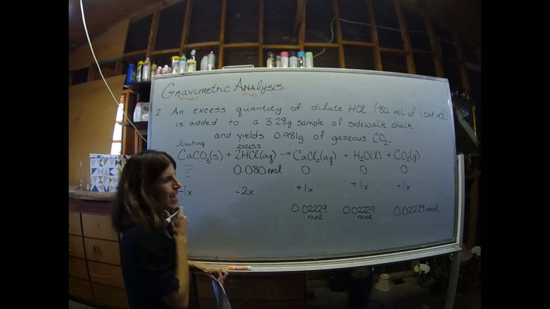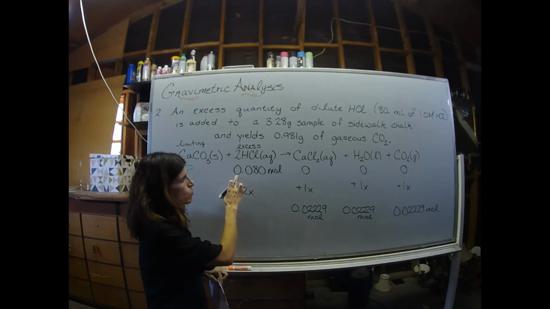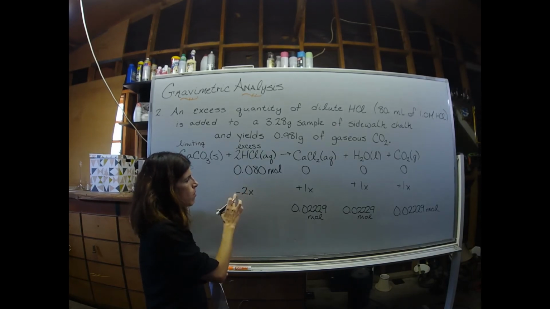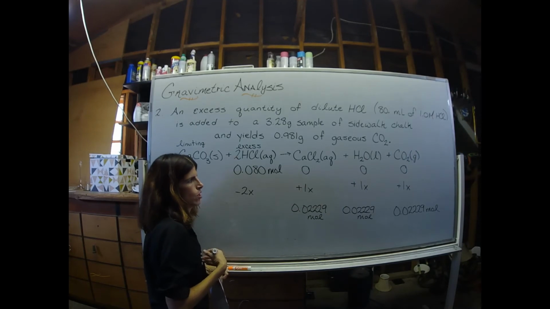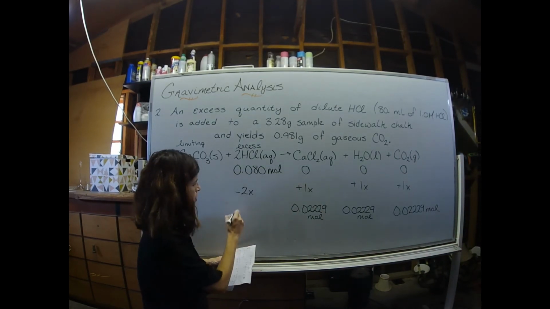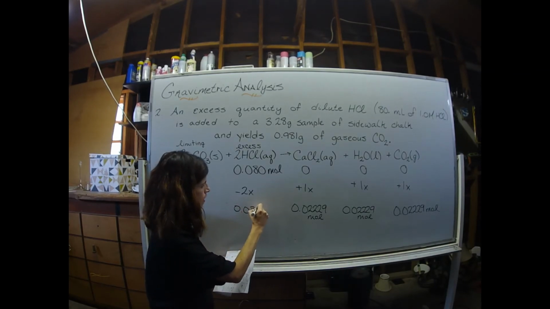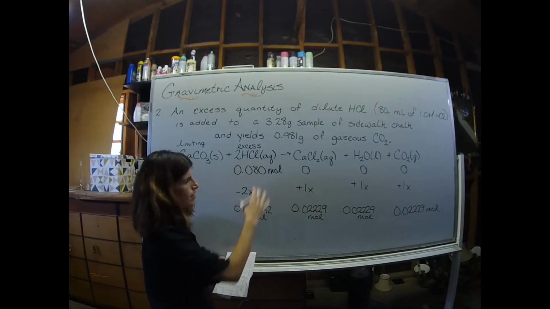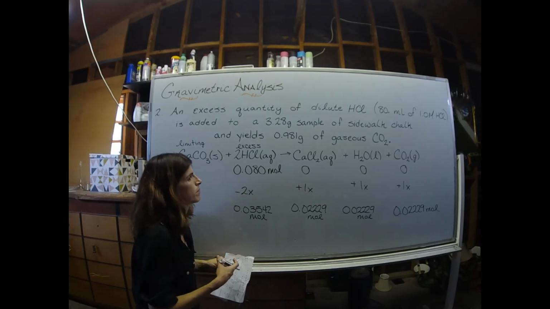The hydrochloric acid, on the other hand, we're going to have to take a second and do the math. We're going to do 0.080 minus 2 times this x value. So minus 2 times 0.02229. That gave me 0.03542 moles. And that's how much hydrochloric acid's left over after the reaction is complete.